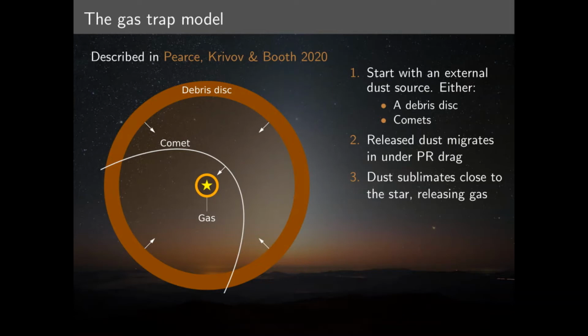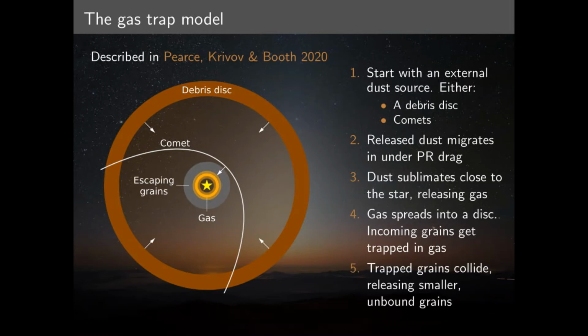So now we've got gas that's close to the star, and we know that gas can affect the dynamics of dust grains. So in our gas trap model, grains get caught in this gas and held close to the star, and it's these grains that are the source of the observed near-infrared emission. And then finally, we don't expect these trapped grains to survive forever, but rather they'd undergo various destructive processes such as collisions. So finally, we expect there to be another population of dust in this model, which is basically sub-blowout ejecta that's been released by the grains trapped in the gas that's escaping from the system.